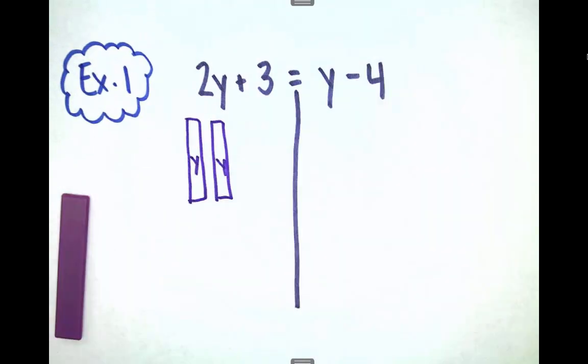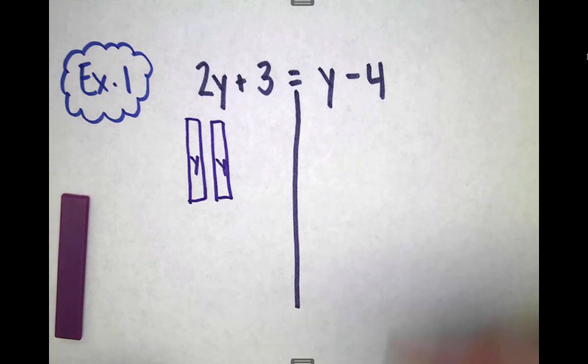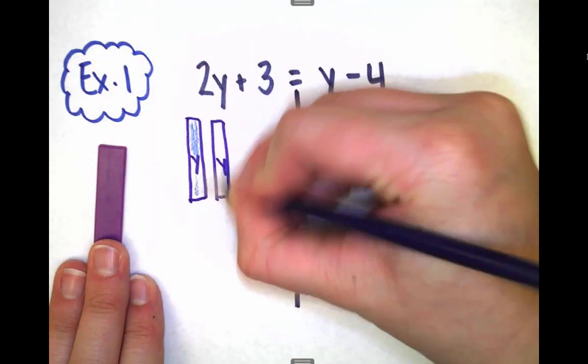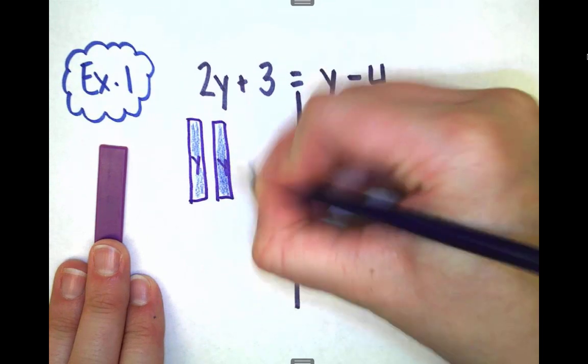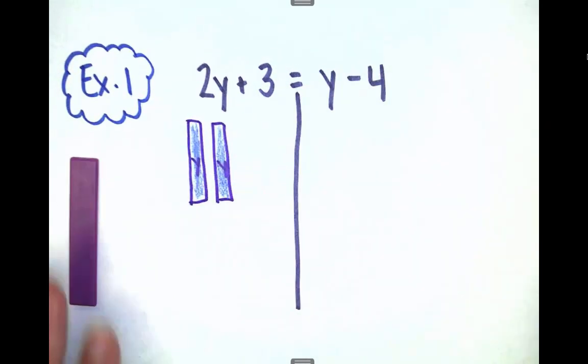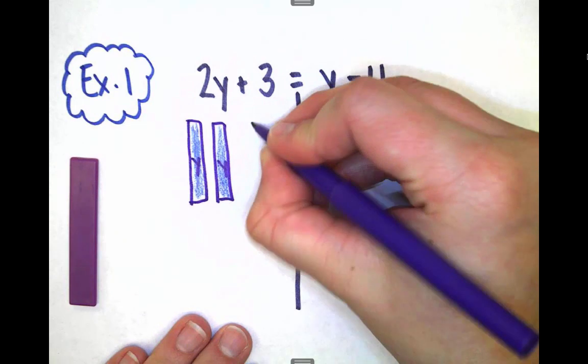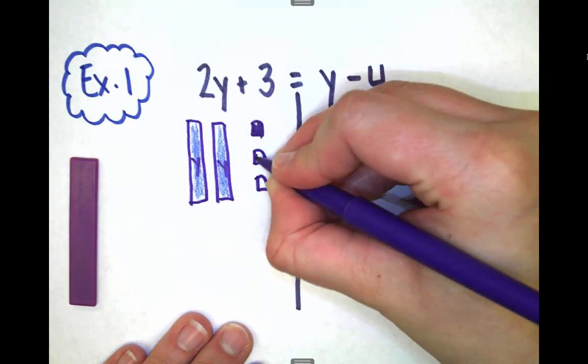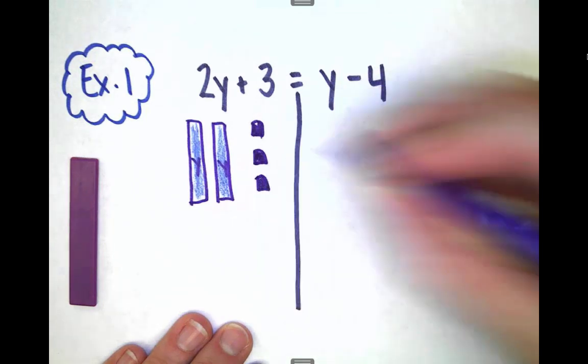I have to decide whether or not I'm going to shade them in. And in this problem, 2y would be purple and positive. It's not a negative 2y. So I'm going to grab my pencil here and just shade them in dark. Make them positive. And then I have plus 3, so 3 units. 1, 2, 3. Those are going to get shaded in as well. Those are positives.